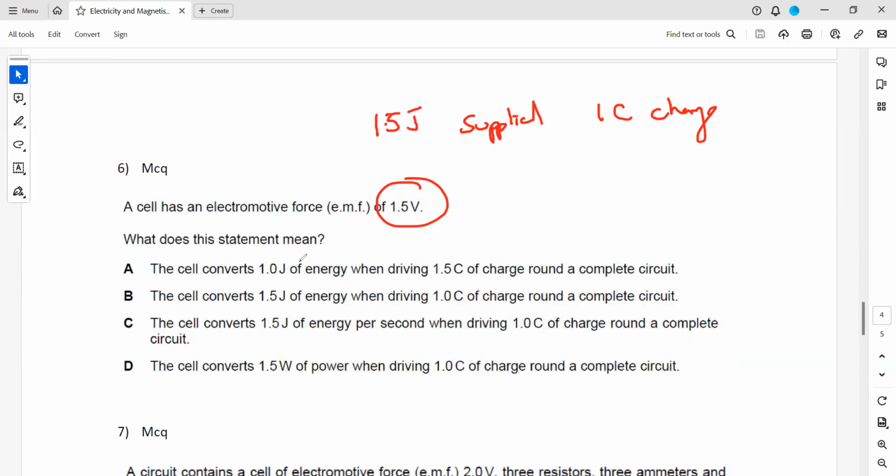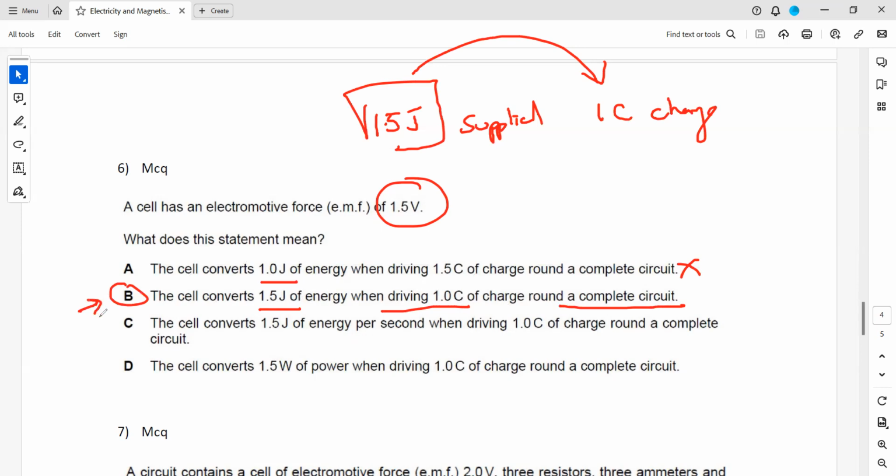So when we check the options, the cell converts 1 joule of energy to drive 1.5 coulomb. That's wrong. The cell converts 1.5 joules of energy to drive 1 coulomb of a charge. So when we check option B, the cell converts 1.5 joules of energy when driving 1 coulomb of a charge around a closed circuit. So B should be the right answer.